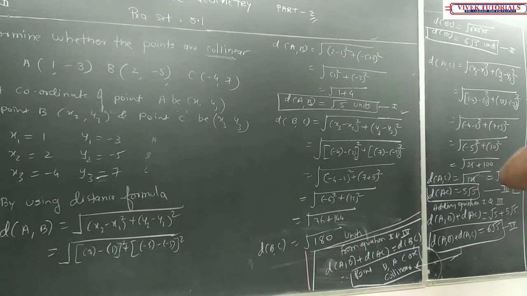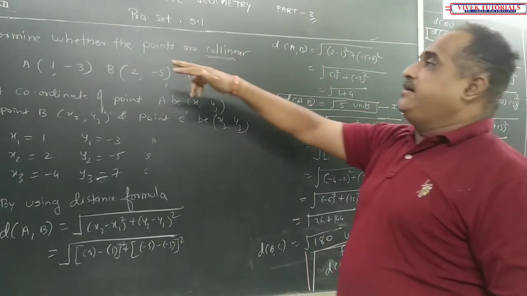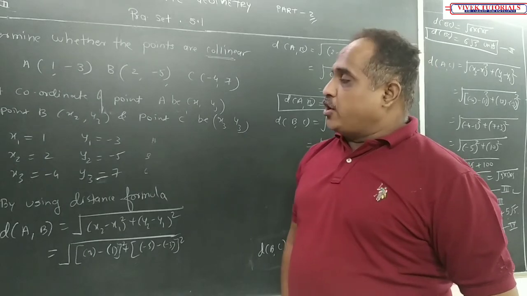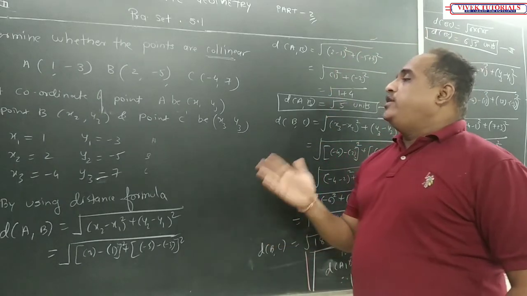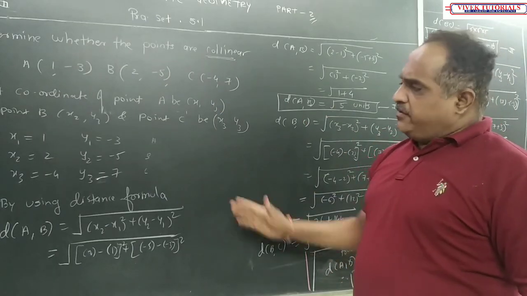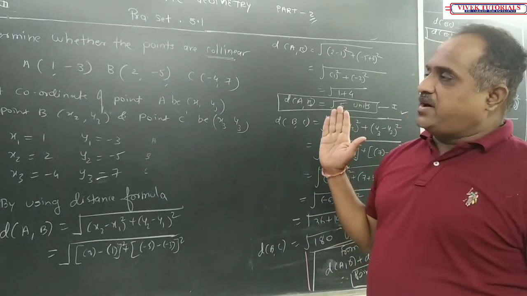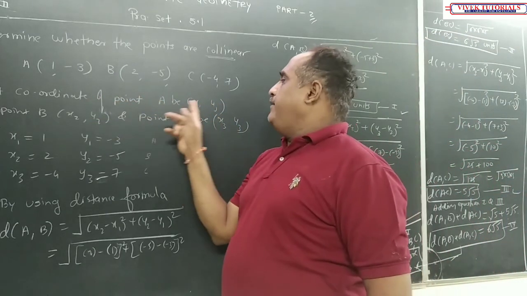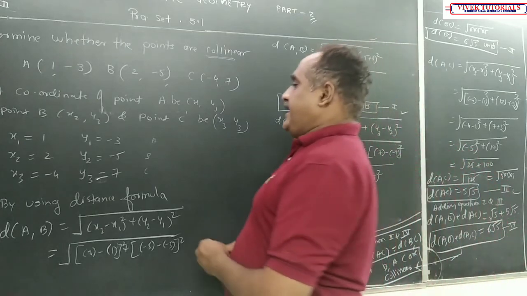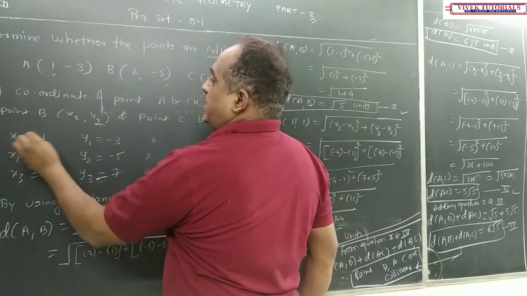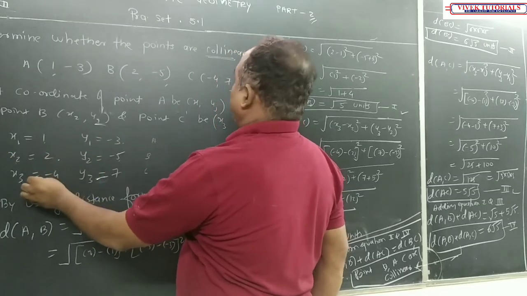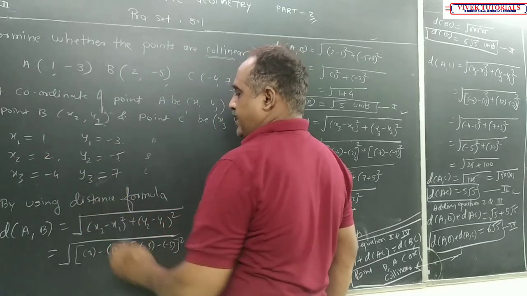Okay, students, once again we will see that they will ask the question: determine whether the points are collinear or not. There are two different methods to find out whether these points are collinear or not. The first simple method is by using the distance formula. Let the coordinates of point A be (x1, y1), B be (x2, y2) and C be (x3, y3), right? So what is the value of x1? 1. x2 is -3, y2 is 2, x3 is -5, -4 and 7, right?